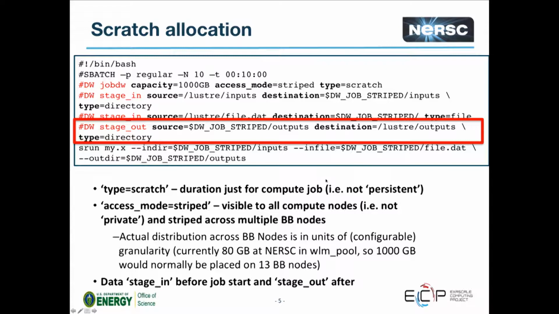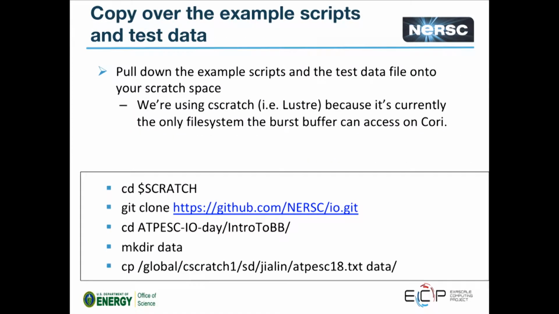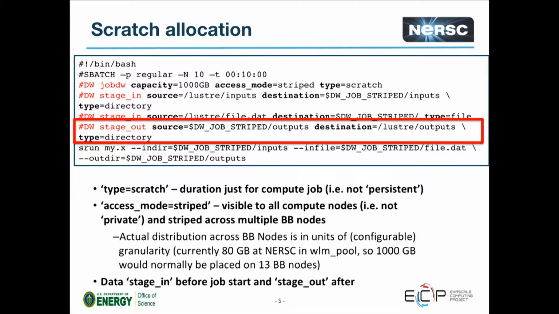You may be a little confused about the scratch that I constantly mention. The scratch I'm talking about is a location on the Cori Lustre file system. You can use cd $SCRATCH, capital SCRATCH, cd into that, and then pwd to see the absolute path. So these are the basic steps to start using burst buffer.